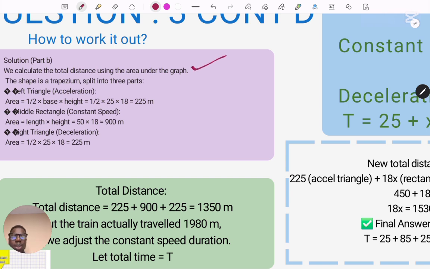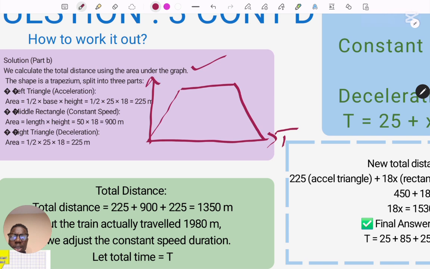Okay, there are 3 areas under the graph. Maybe I should quickly sketch that graph here, what we got above. So we have this part, and this part as well. This is the time and this is the speed. So the first part is the left triangle 1, and then we have the right triangle 2.